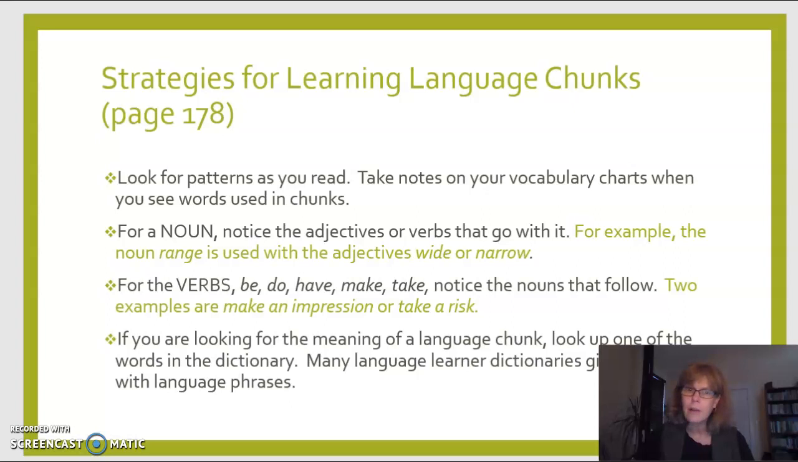If you're looking at nouns, try to see what are the adjectives that get used a lot with those nouns, right? If the noun is range, we often say, oh, there's a wide range of choices or a very narrow range of choices. Those are the adjectives we usually use. If you're looking at verbs, then think about, oh, what are some of the verbs that are used?